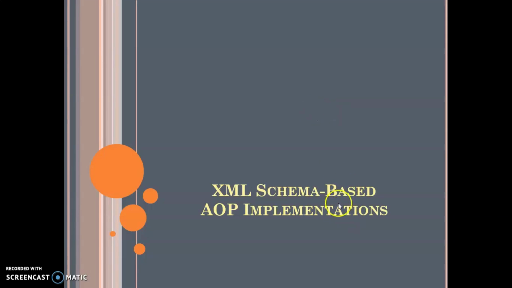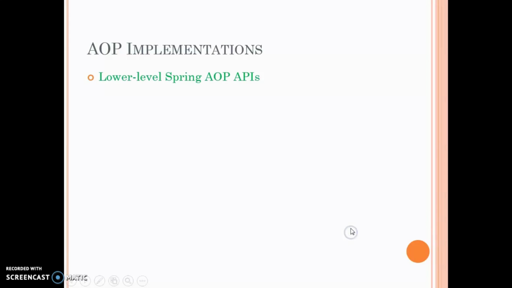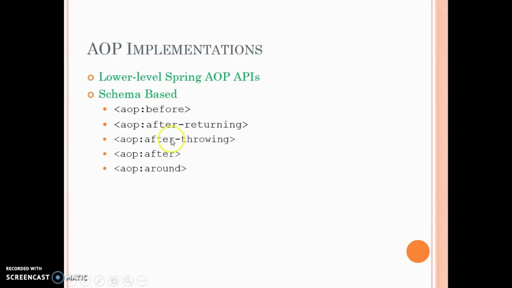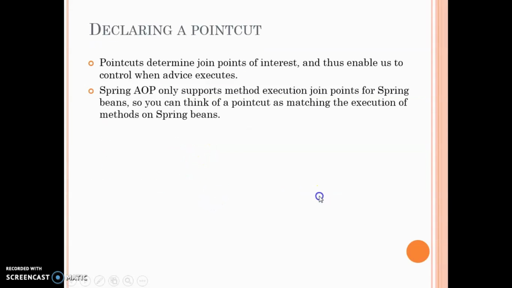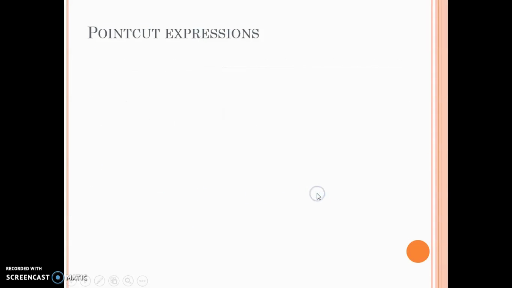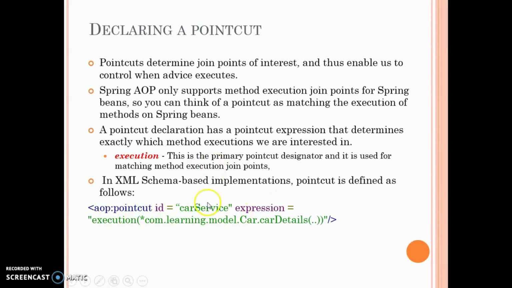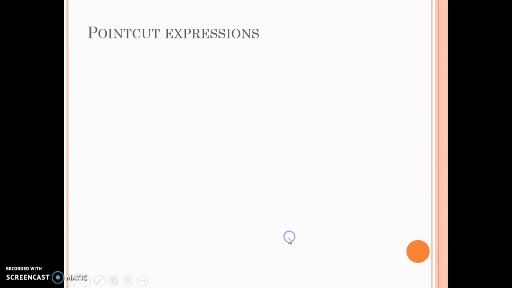In today's video, we will be seeing an example on XML schema based AOP implementation. In our previous video, we have already seen the theory about this, wherein we learnt that we will need the AOP advice tags, the default advice tags that we have: before, after returning, after throwing, after, around, etc. Along with that, we will also need something called an AOP pointcut expression, which helps us define at which exact point we want our advice to execute. You can define that with the help of this expression.